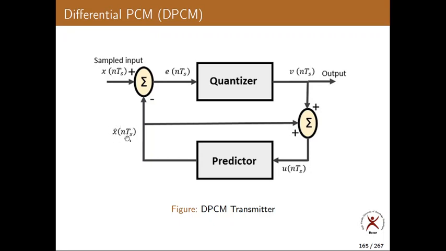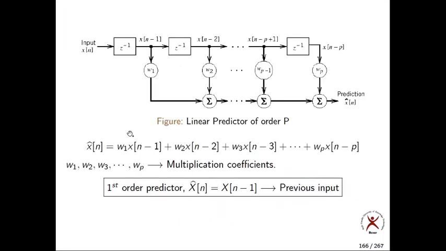What is the output of the predictor? X cap of n. I am not writing Ts here, for simplicity. So what is the predictor output? X cap of n. It is something like this: W1 into X of n minus 1 plus W2 into X of n minus 2 plus, and so on, W(p minus 1) into X of n minus p plus 1, plus W p into X of n minus p. This is the output of the predictor.